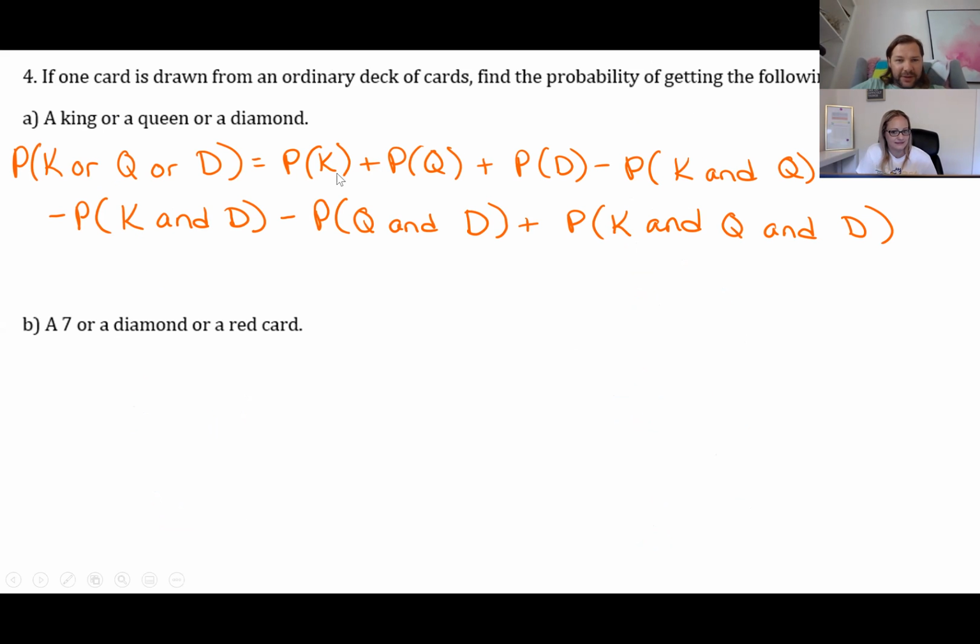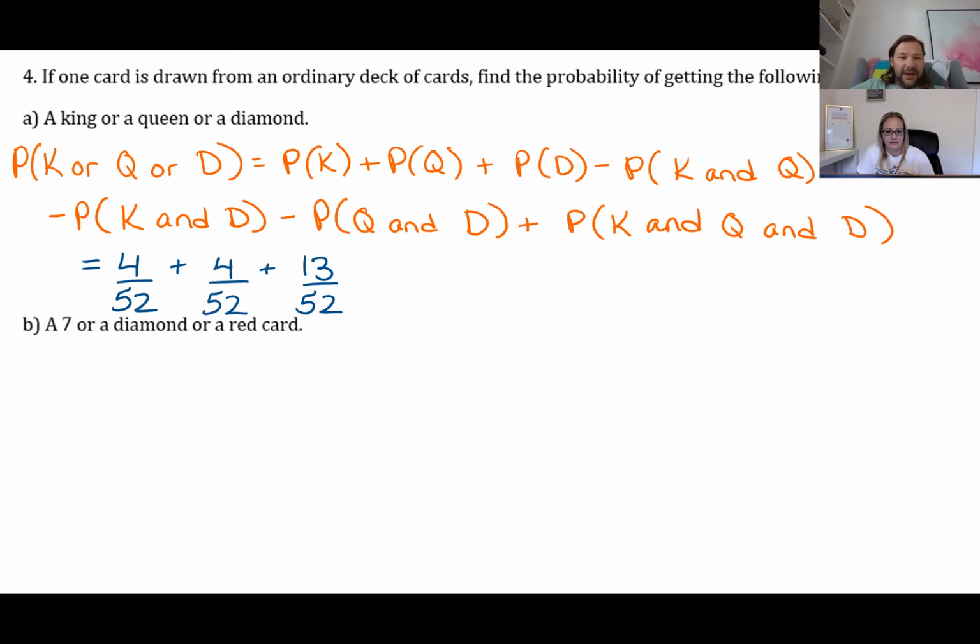So king is 4 out of 52, queen is 4 out of 52, diamond is 13 over 52, and then minus the probability of a king and a queen. Well, that's 0 because you can't be a king and a queen at the same time in a deck of cards. A king and a diamond, that can happen, right? So that's a 1 out of 52 chance of being a king and a diamond. And then queen and a diamond, that could happen. That would be a 1 out of 52. And then finally, king and queen and diamond, that's 0 because you can't be the king and the queen.